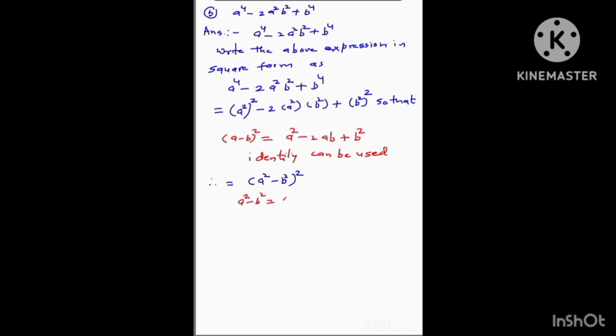So a square minus b square, using the second identity: see, in the bracket we have a square minus b square, so a square minus b square is a plus b into a minus b. This identity is to be used inside the bracket. Okay, so what you are getting is, in the whole bracket, a plus b into a minus b and the whole bracket square. Okay, these are your factors. So you can write them like this also, a plus b square, a minus b square. Okay, that's it.